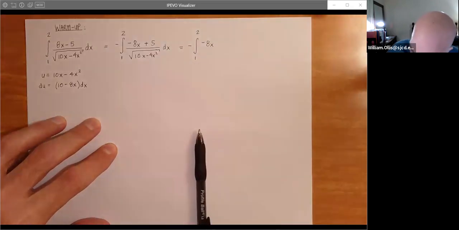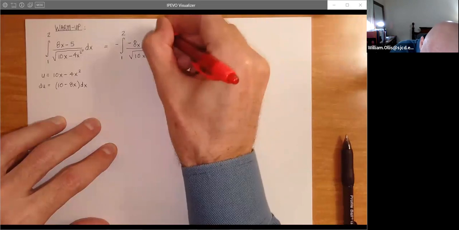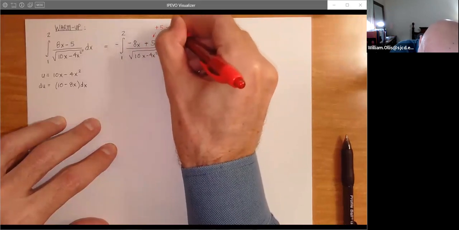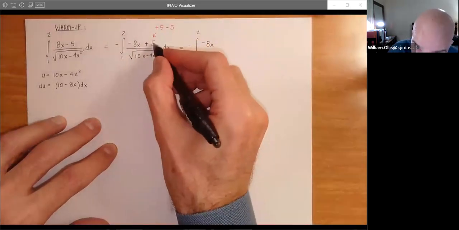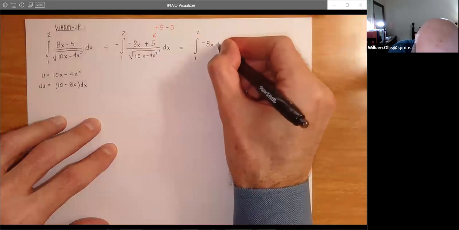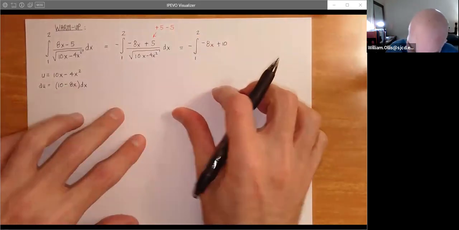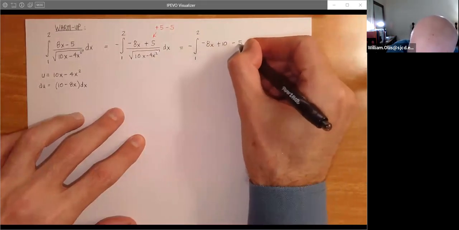So what I'm going to do here, and I'll put this in red, add 5, subtract 5. So when we add the 5 to the 5, we get the 10. And that gives us what we need here. And then, of course, we have to pay for it right there.